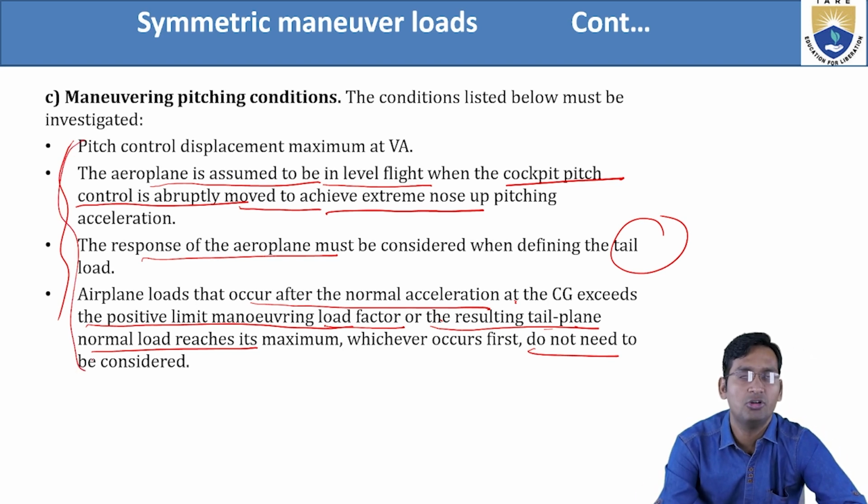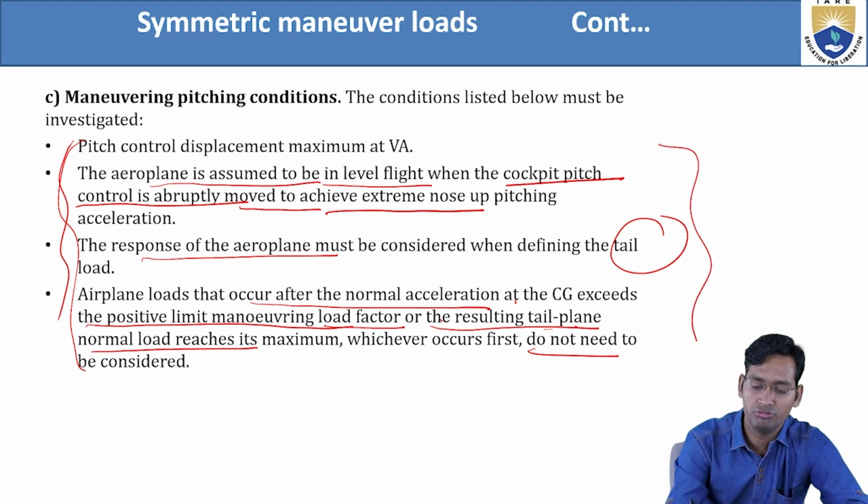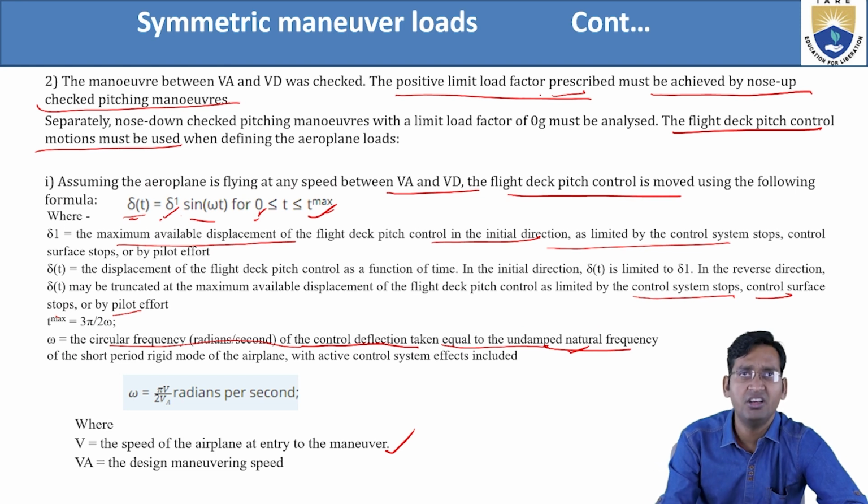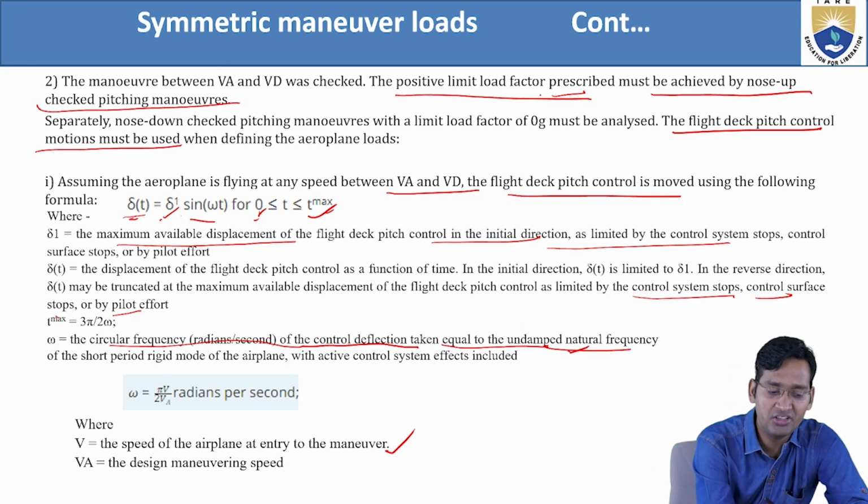The first is pitch control displacement, the maximum at VA. The aeroplane is assumed to be in level flight when the cockpit pitch control is abruptly moved to achieve the maximum. So these things need to be checked before that, as I already explained. Then the symmetric maneuver load. In that the condition is: for the aeroplane, the flight deck pitch control uses the following formula. How to find that?